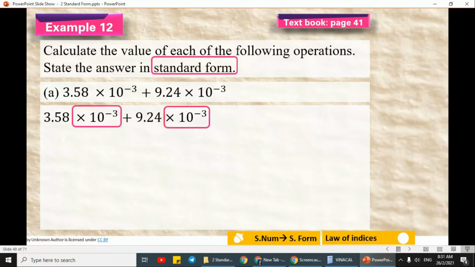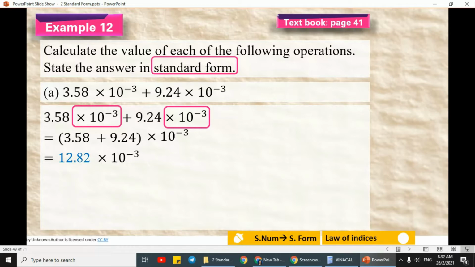We have a common factor, so let's do the factorization. Put the rest in the bracket: 3.58 plus 9.24. Then put the common factor outside of the bracket. Now let's continue solving in the bracket. So here is 12.82 multiplied by 10 to the power of negative 3.